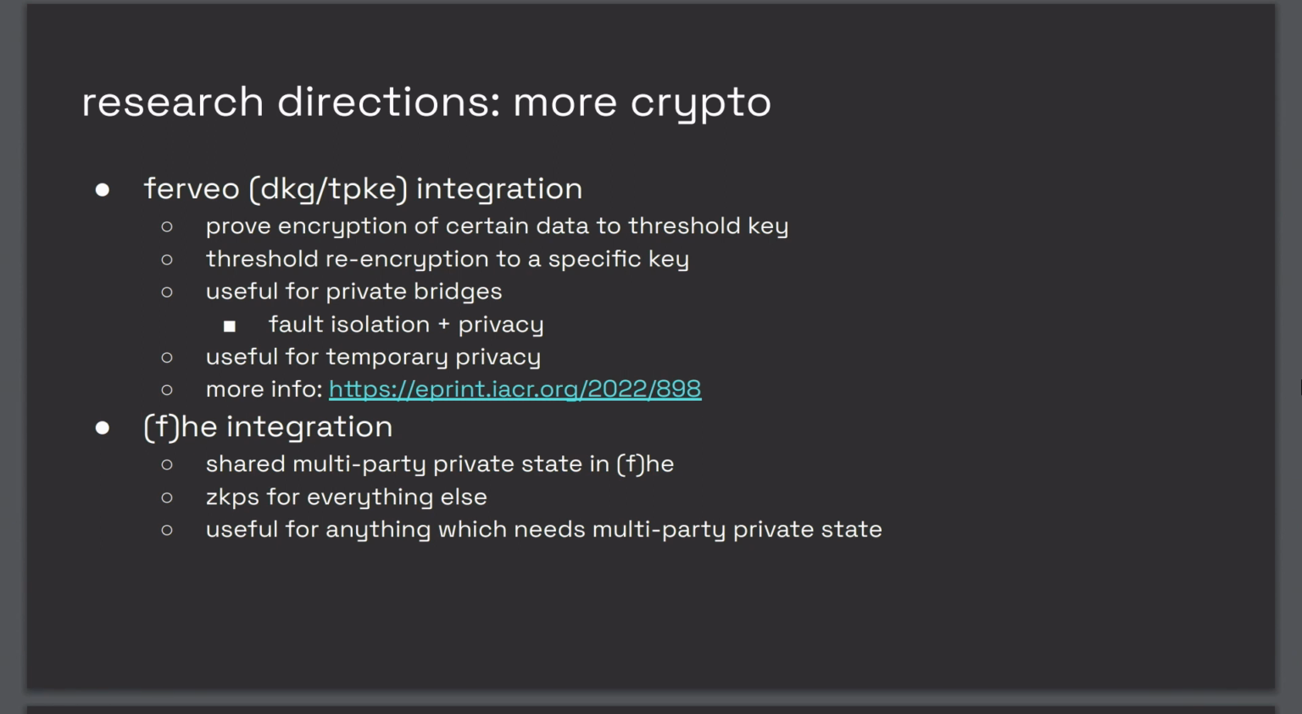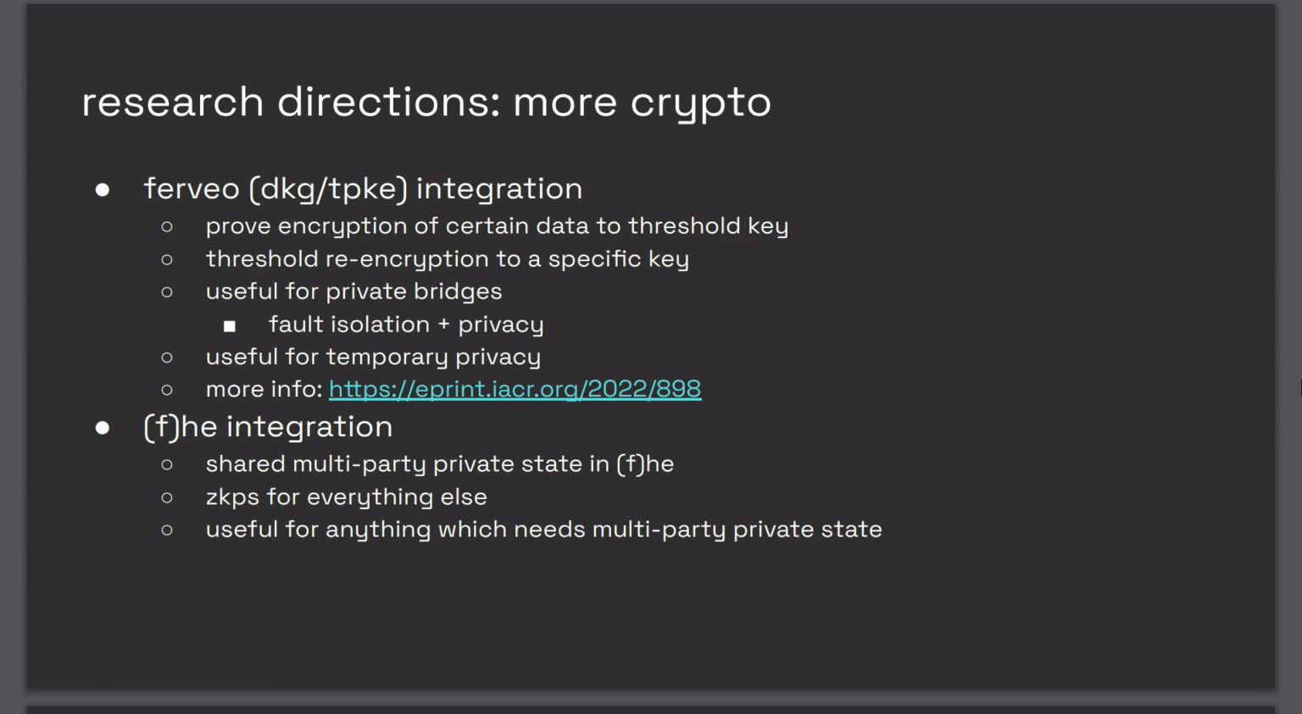Fairvio is a distributed key generation and threshold encryption-decryption system, which can be used for front-running protection, for example, but it can also be used for, say, temporary privacy. And this is very useful for things like private bridges, useful for sealed bid auctions where you want to reveal after a period of time, stuff like this. And we're trying to integrate this with Taiga so that you can prove in zero knowledge that you've encrypted specific data to the Fairvio threshold key, and maybe we can even do a kind of threshold re-encryption to some specific party in a note. In the other direction. You can find more info on that on ICR.